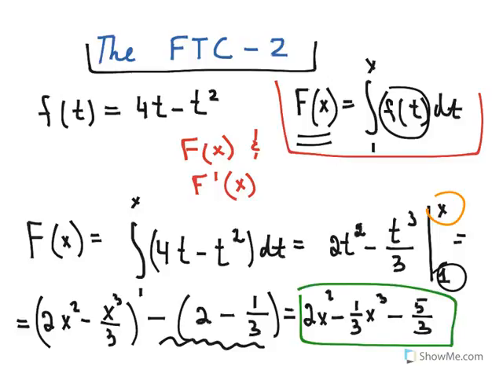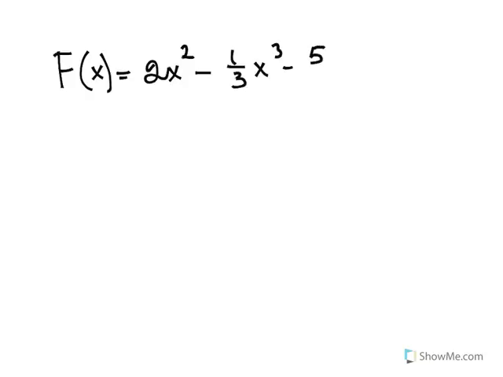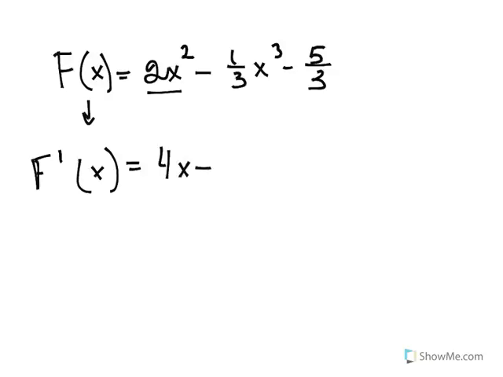So that's it. We just found capital F of x. Now we need to find F prime of x. Okay, so I'm just going to copy our result. F of x, we got 2x squared, minus 1/3 x cubed and negative 5 over 3. So the derivative of this would be what? 4x minus 1/3 times 3 is 1, x squared, and that goes away.